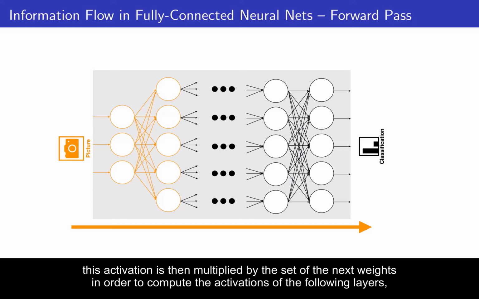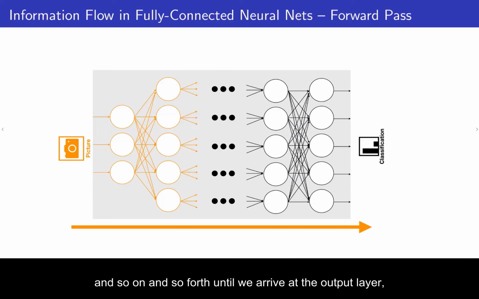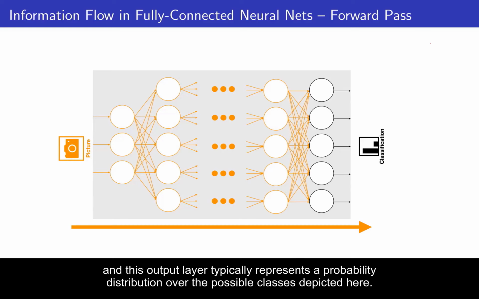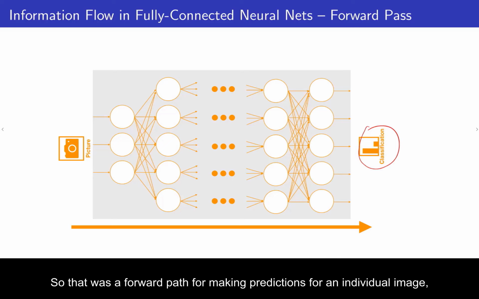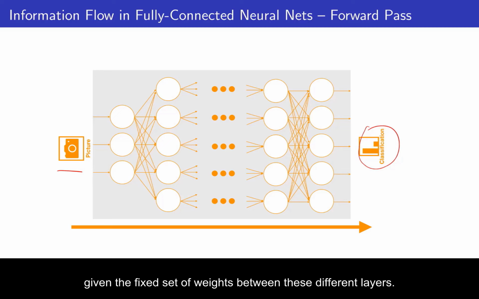multiplied by the set of the next weights in order to compute the activations of the following layers, and so on and so forth until we arrive at the output layer. And this output layer typically represents a probability distribution over the possible classes, depicted here. So that was a forward pass for making predictions for an individual image given the fixed set of weights between these different layers.